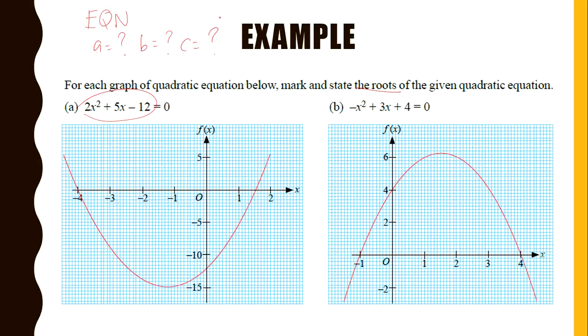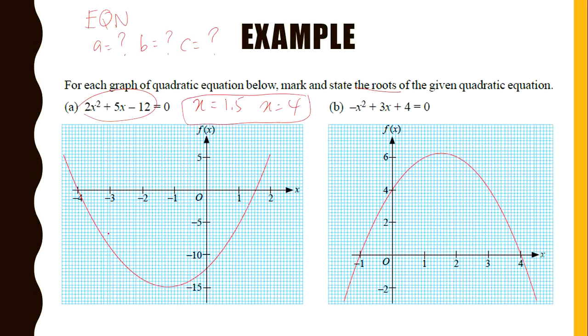Sebab A, B dengan C ni kita dah belajar. Nak kenal apa. Okay, so A untuk A ni is 2, B is 5, C is negative 12. So the first root is x equals to 1.5. Second root is x equals to 4. Okay, so yang ni yang kita calculate using calculator.